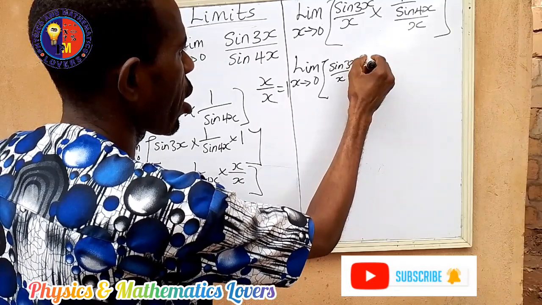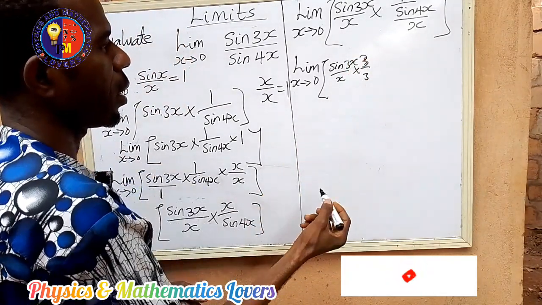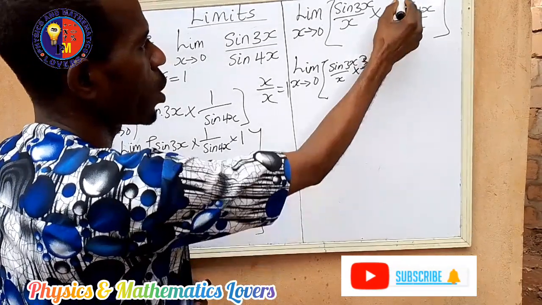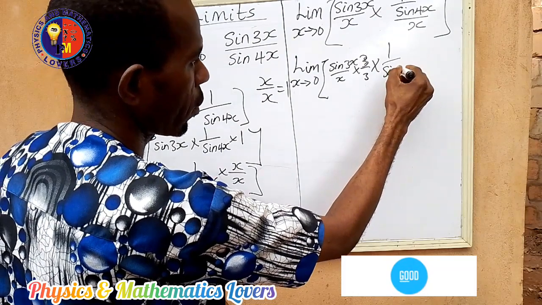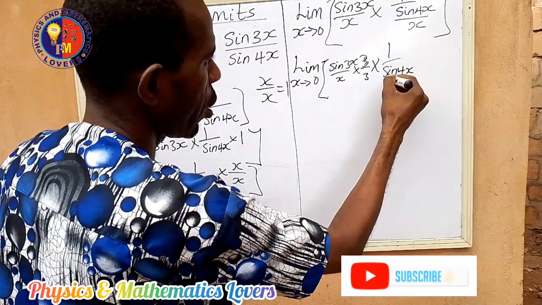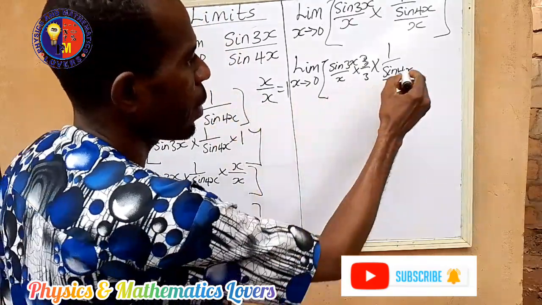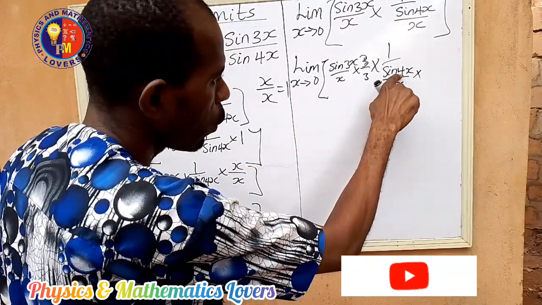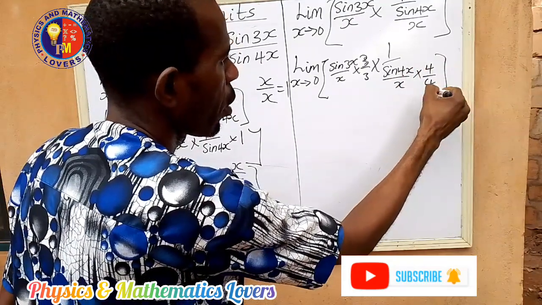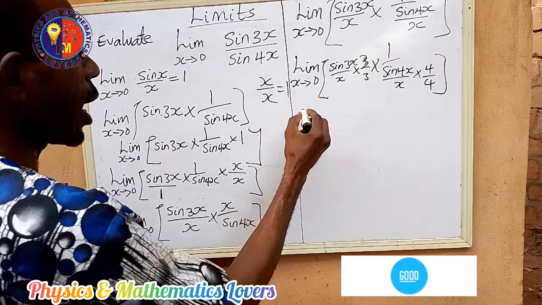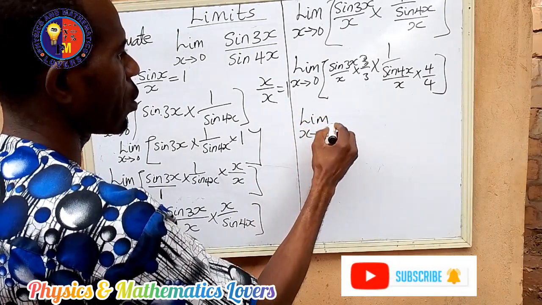I'm trying to minimize the board, so I multiply by 3 over 3. Then the next one is 1 all over sine 4x all over s. This denominator I also multiply by the coefficient of s, which is 4, over 4. So at the end of the day, I am going to have the limit as s tends to 0.